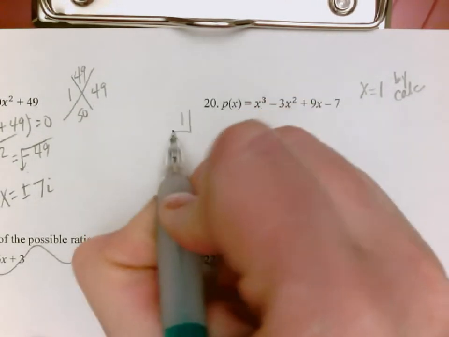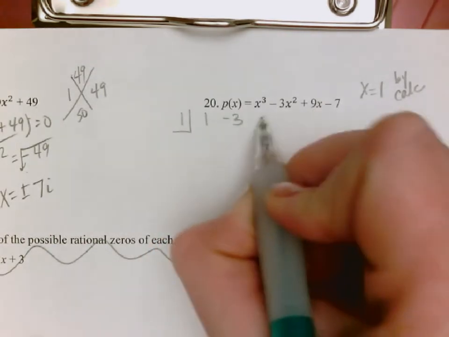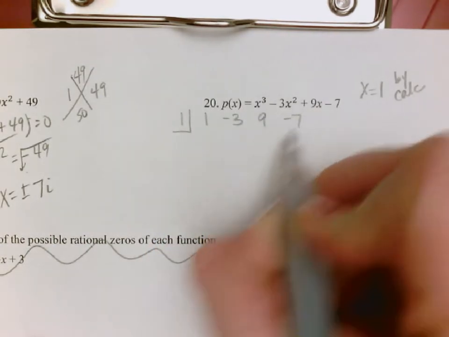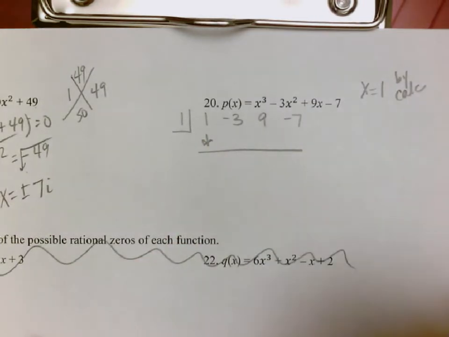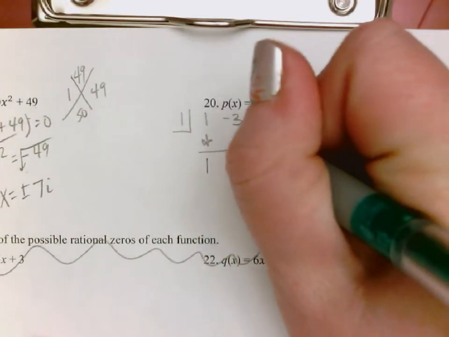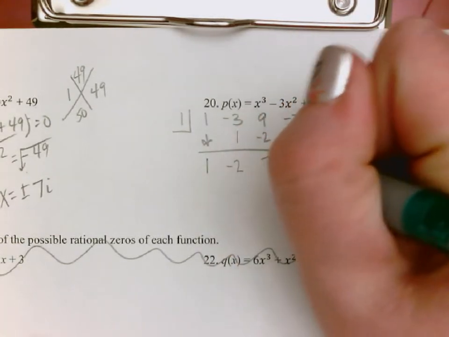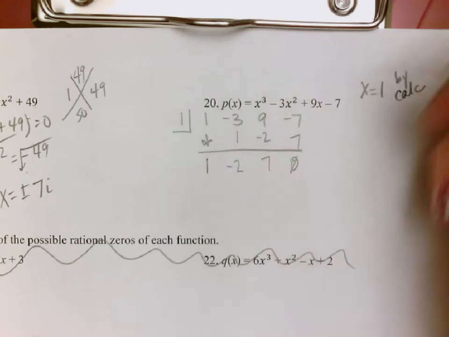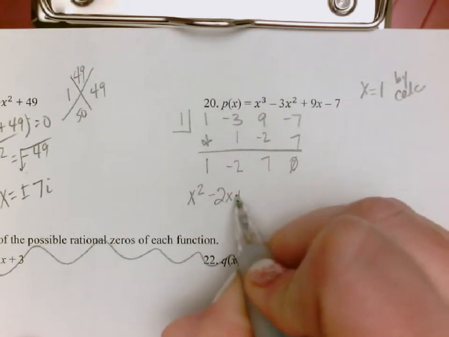So 1, 1, negative 3, 9, negative 7. This should come out to be 0 because it is a solution. So 1, 1, negative 2, negative 2, 7, 7, 0. So I'm now looking at x squared minus 2x plus 7.